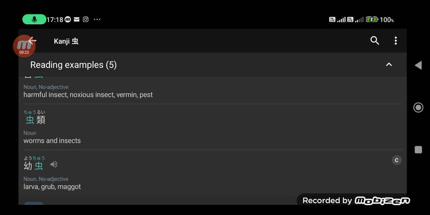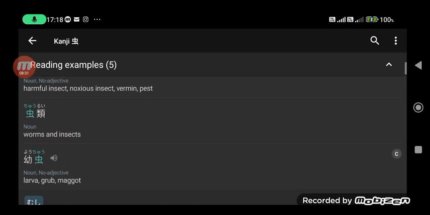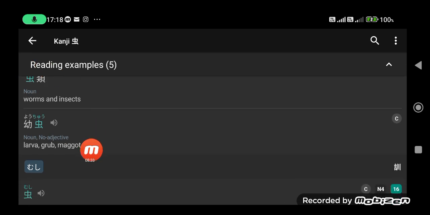hikizuzuki. Okay, so worms and insects. This is churui, worms and insects, churui. How about this? Yochu. You're probably familiar with this. Yochu, larvae or larva, or grub or maggot. Yochu.